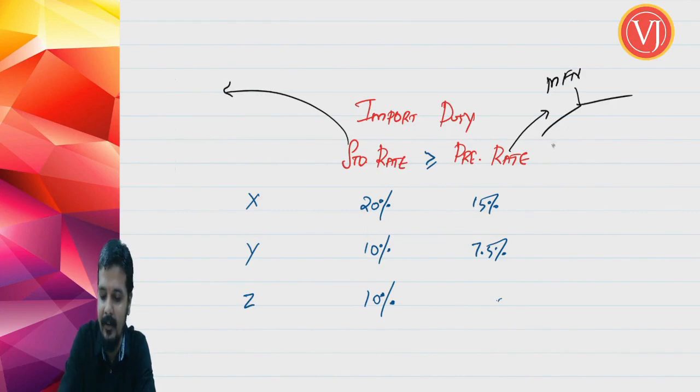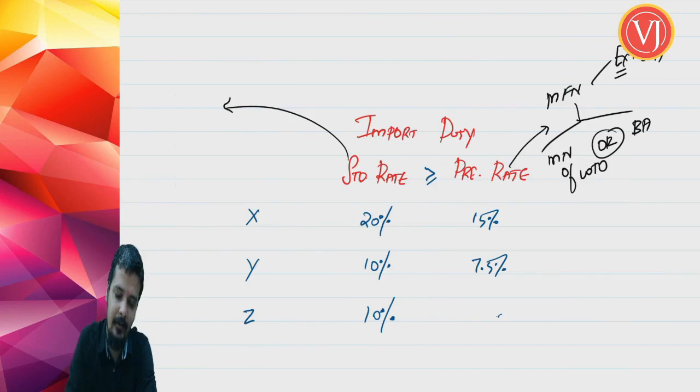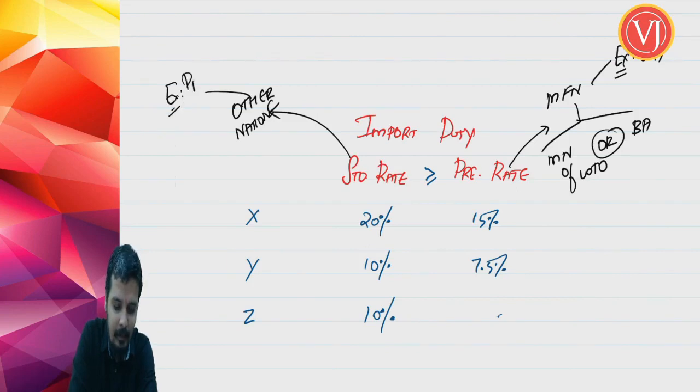Most favored nations means, as discussed, member nations of the World Trade Organization or countries with which India has got a bilateral agreement, for example, USA. And if the import is from other nations, if the import is not from most favored nations, say for example Pakistan, which is not categorized as a most favored nation, then you are going to apply the standard rate.